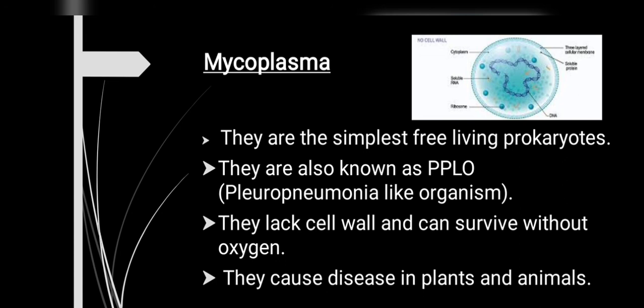So in this module, we learned about the eubacteria, which are true bacteria, and the different characters of eubacteria, and the last type of monerans, namely mycoplasma. Thank you.